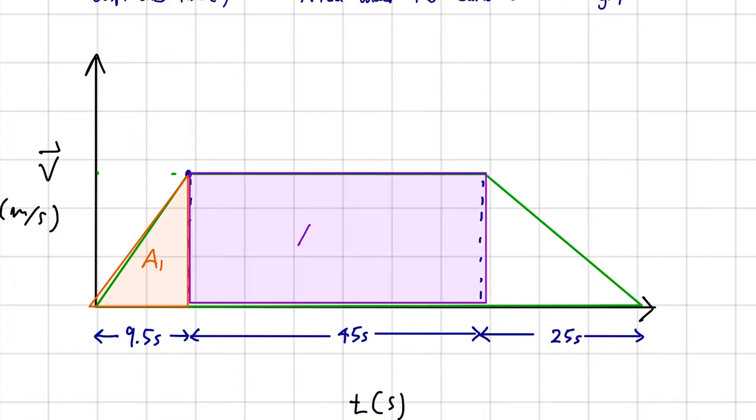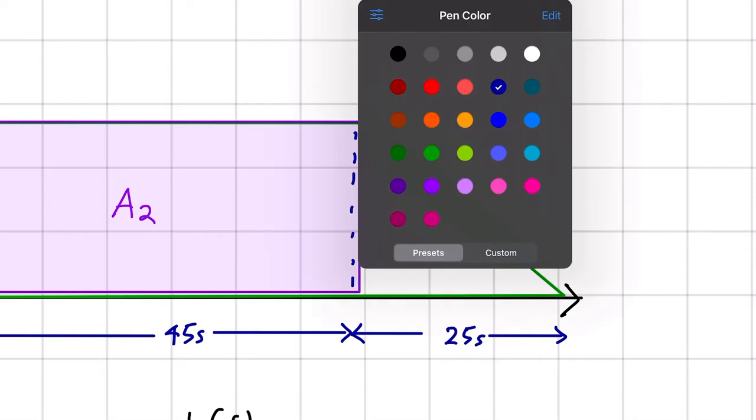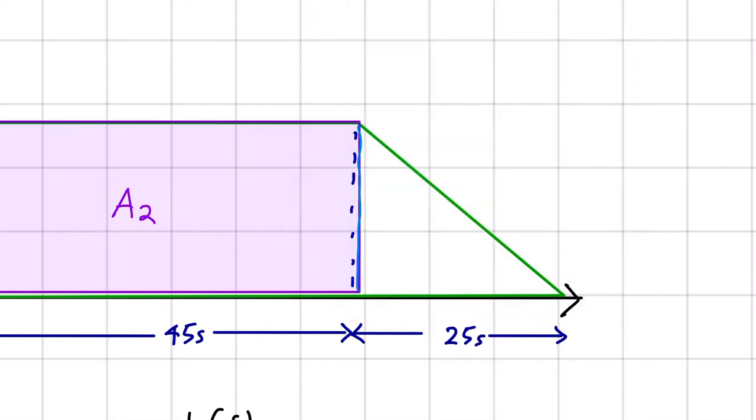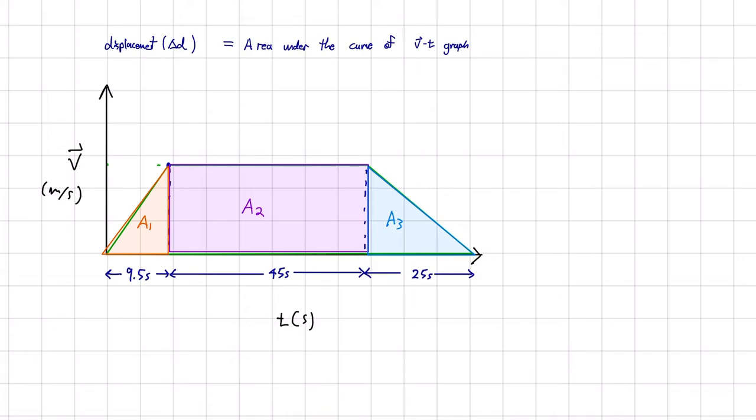There we go. So that is our A2. And we will have also an A3 with this triangle on the end. This will be our A3. So we have 3 areas that we will be able to calculate.